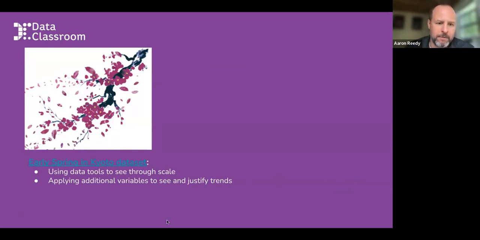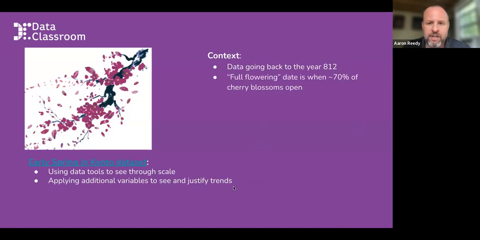We're going to dive into a couple of data sets here, and the first one that we're going to go through is a data set that I think is just really cool that it exists. It's the early spring in Kyoto data, and this data set has been collected over a very long period of time. I believe it's going back to the year 812. And in Japan, they've been fastidiously recording the date of the first full blossom day of these cherry trees in Kyoto. And that full flowering date is defined when 70% of the cherry blossoms are open.